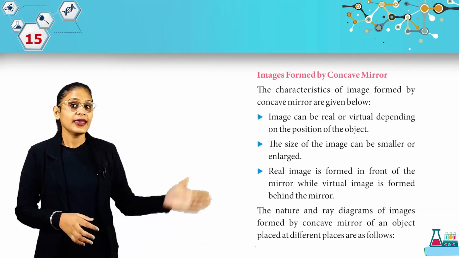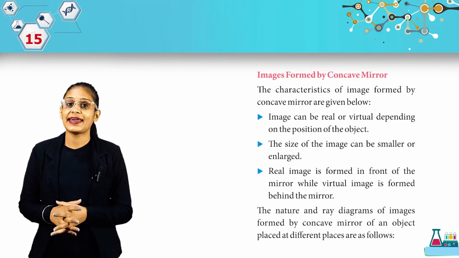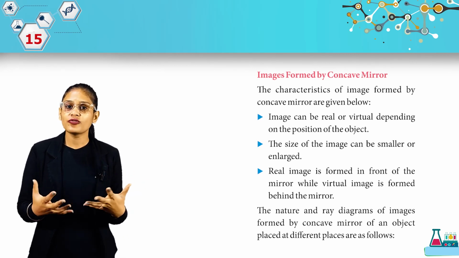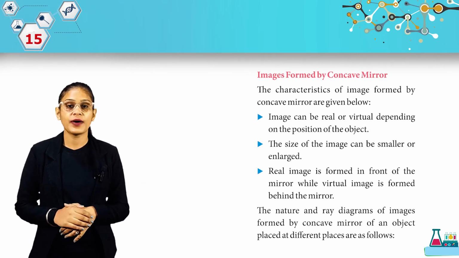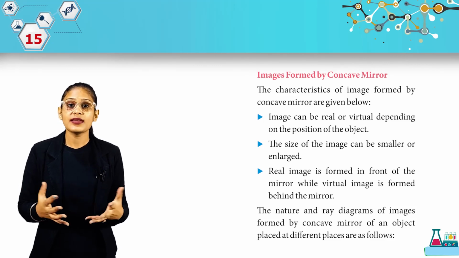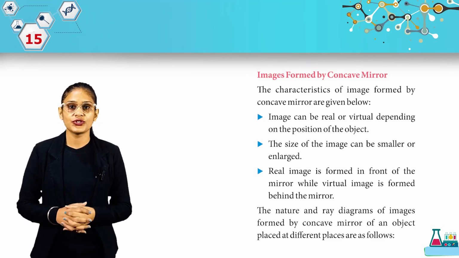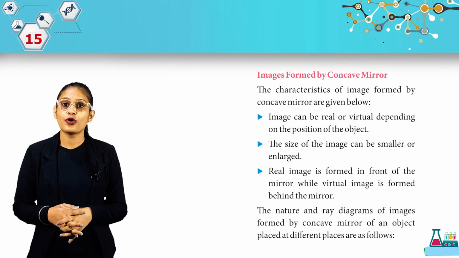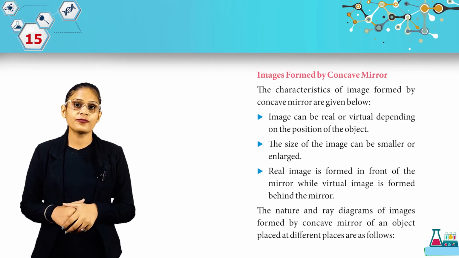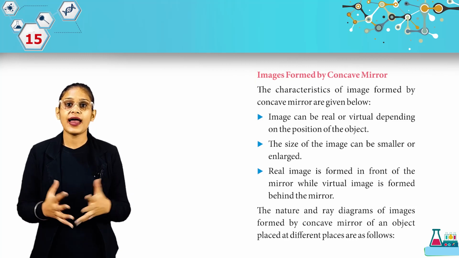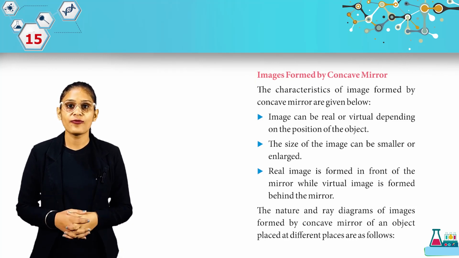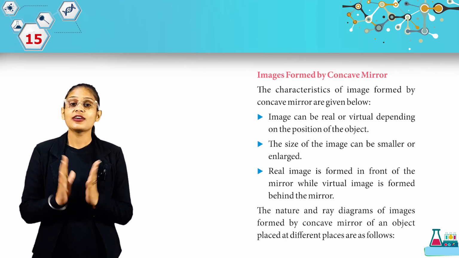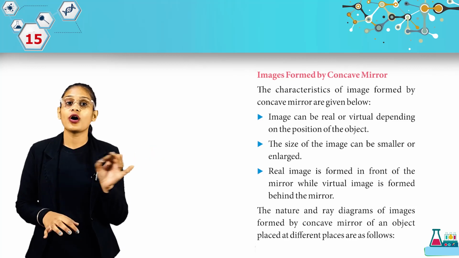Now students, we have image formed by concave mirror. The characteristics of image formed by concave mirror are given below. So students, here we are going to read about the characteristics of image formed by a concave mirror. The image can be real or virtual depending on the position of the object. The size of the image can be smaller or enlarged. Real image is formed in front of the mirror while virtual image is formed behind the mirror. The nature and ray diagrams of image formed by concave mirror of an object placed at different places are as follows. So students, nature of image depends upon the position of the object.